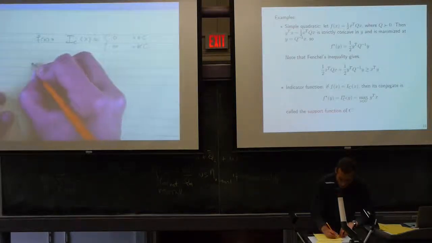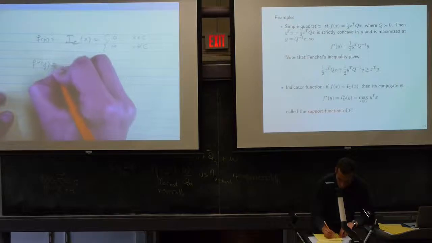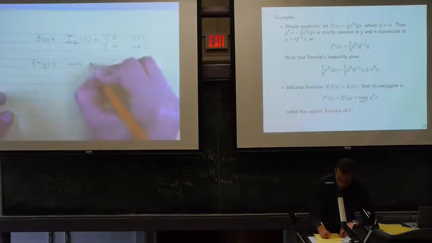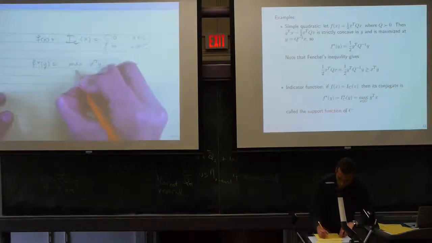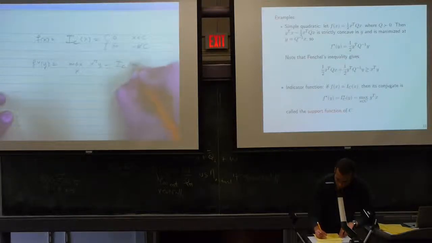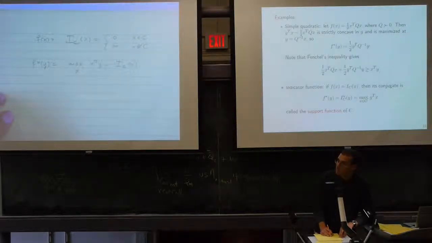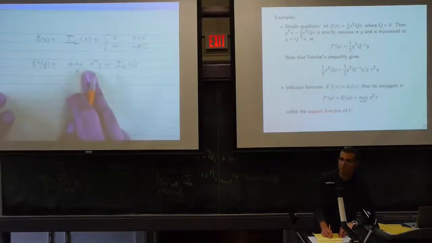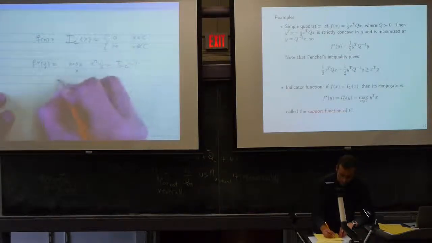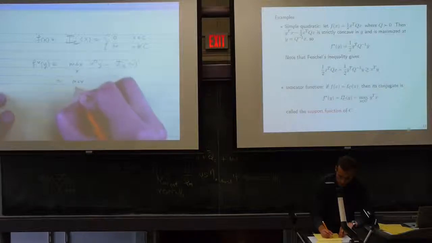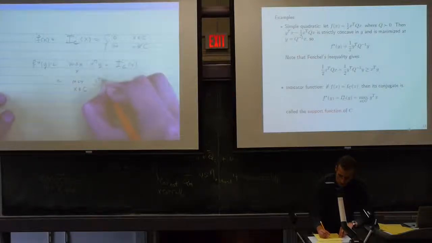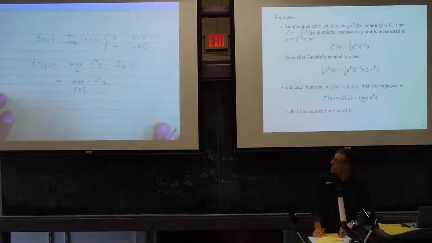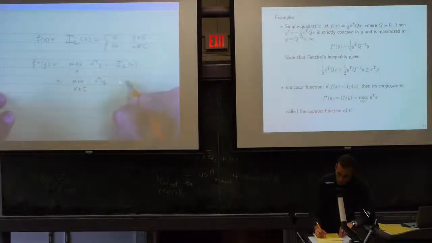Then its conjugate is just the max over all x of x transpose y minus the indicator function of x. Right, so this is going to be 0 when x is in C, and it's going to be infinity when it's not. So that's going to make this whole thing minus infinity. So it can't achieve the max, obviously. So it's just the same as saying it's the max over all x in C of x transpose y. So this we often call the support function of the set C.